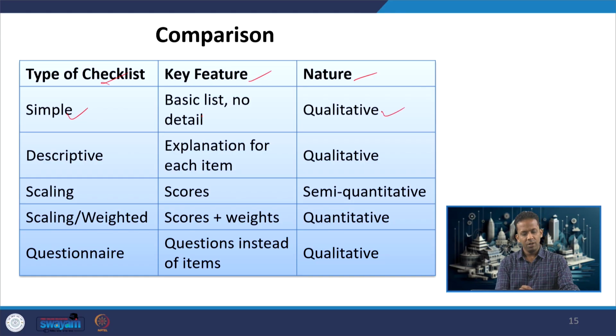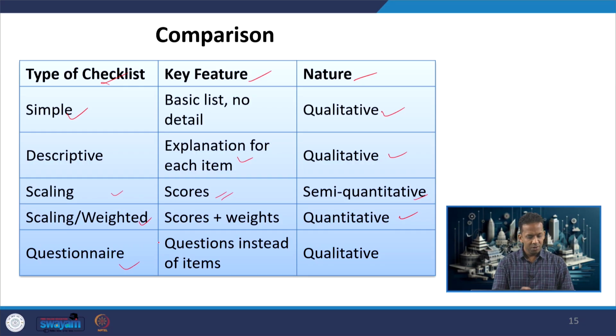Descriptive is a list, but with an explanation for each item. There will be an explanation for the activity and for the impact, and this is also qualitative in nature. In scaling, because we give scores or rating or ranking, we try to make it semi quantitative. And when we give ranking as well as importance, like scores plus weights to each of the activities or impacts associated with that activity, ultimately we would get something in terms of numbers. So, it is quantitative.